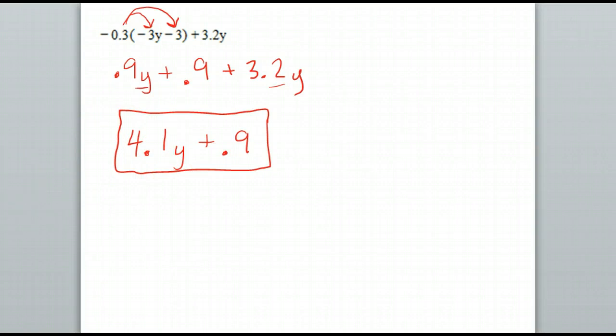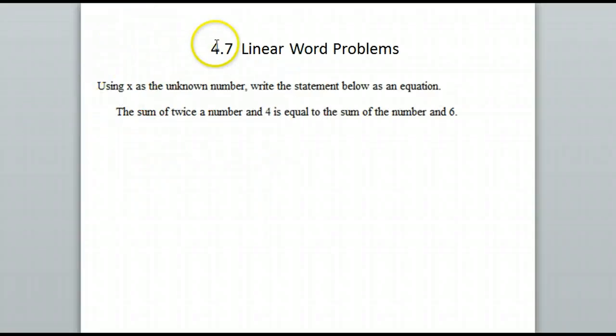Alright, so those were some problems that people had in their homework, and I just wanted to show you that before we did the notes. Alright, this section we're talking about linear word problems. They call it problem solving, but it's what we used to refer to as word problems. In this section, you do a lot of translation from English into math expressions. Okay, so using x as the unknown number, everywhere you see the number, you're going to replace it with an x.